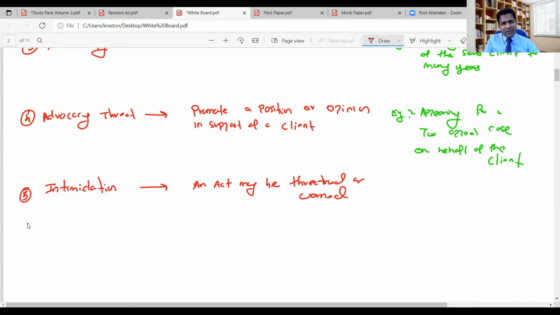Intimidation, right? The second one, and let's say if you do this one, the entire audits that we have given to you will be taken off.